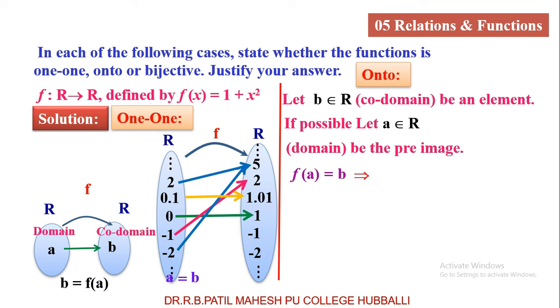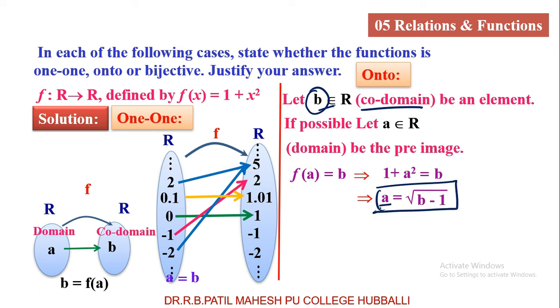This implies f of a, 1 plus a square, is equal to b, and a square is equal to b minus 1, and a is equal to root of b minus 1. This is a for b. Dear students, try to understand. b is in the codomain. For this b, what is a? Root of b minus 1. Now we have to check whether it belongs to the domain or not. If it belongs to the domain, then it is onto. If it does not belong, then it is not onto.